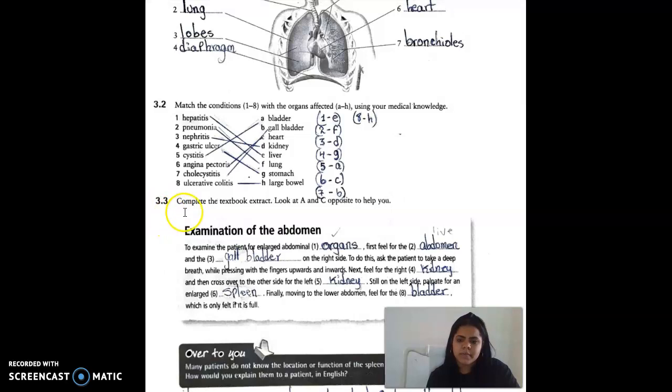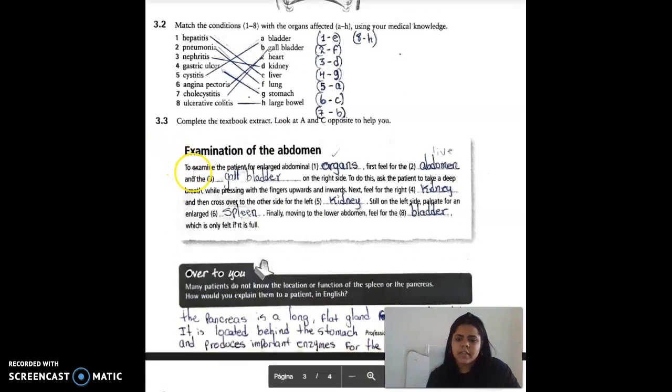3.3. Complete the textbook extract. Examination of the abdomen. Examine the patient for enlarged abdominal organs. First, feel for the liver and the gallbladder on the right side. To do this, ask the patient to take a deep breath, while pressing with the fingers upwards and inwards.